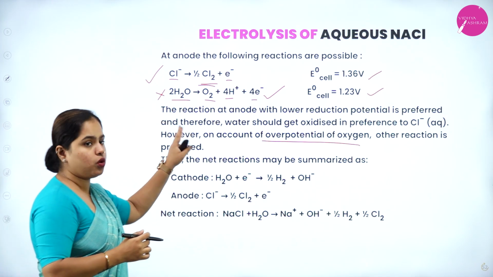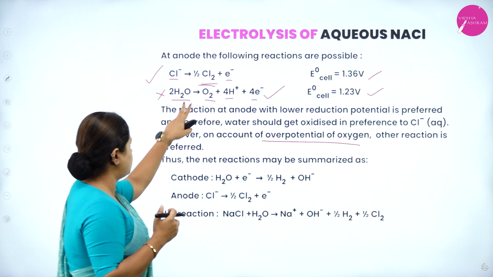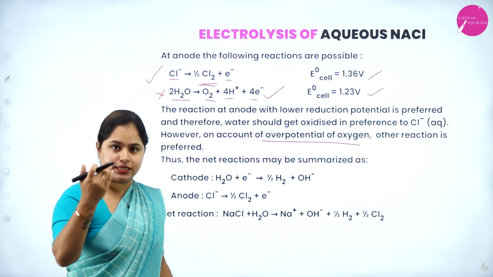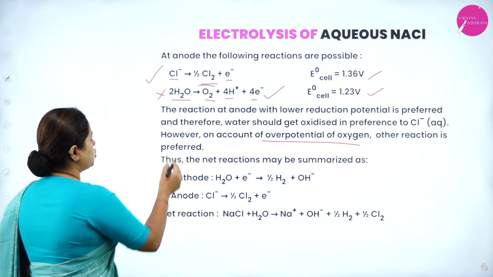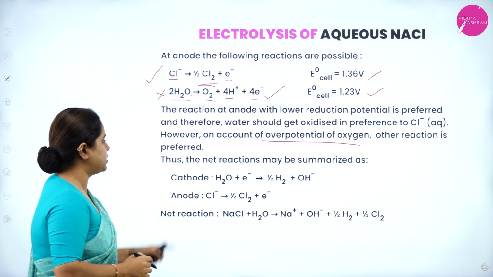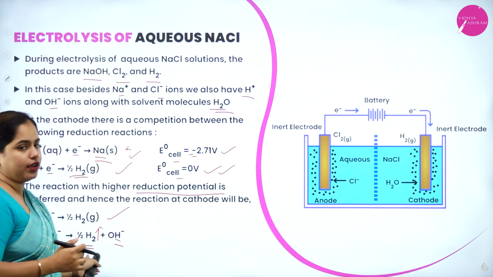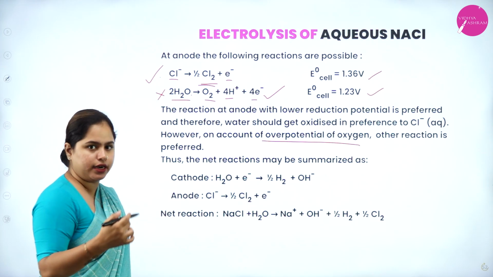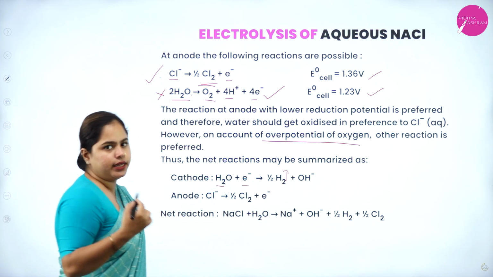So out of these two, actually considering the electrode potential, the one having lesser value is this one, and that should be chosen as the anode. But as oxygen is having overpotential, we are not choosing this one and we are choosing the first one as the anode reaction. So what happens? The net reaction will be, yes, in the cathode we have already seen we are choosing this reaction because of the higher reduction potential. Water accepts electron and hydrogen gas will be liberated.